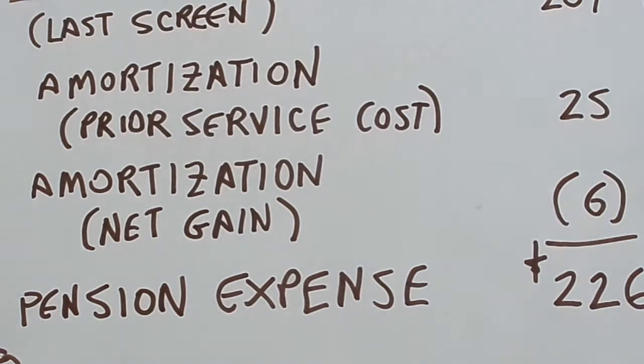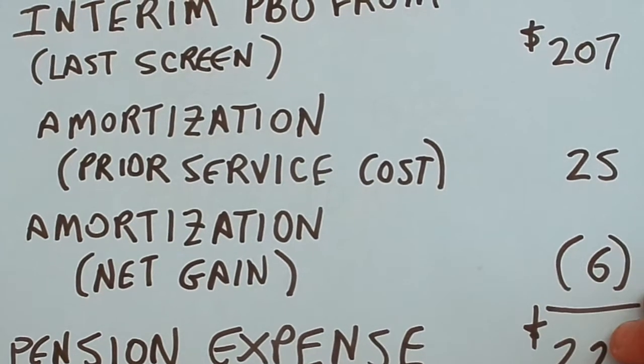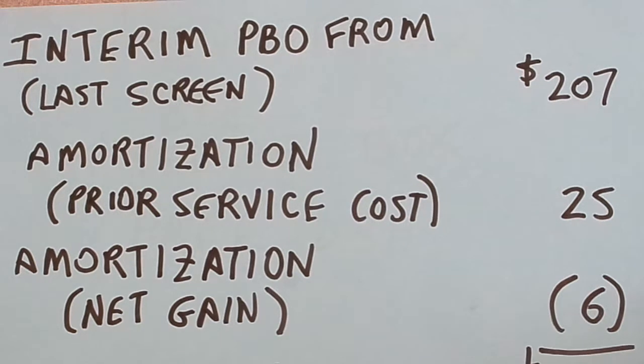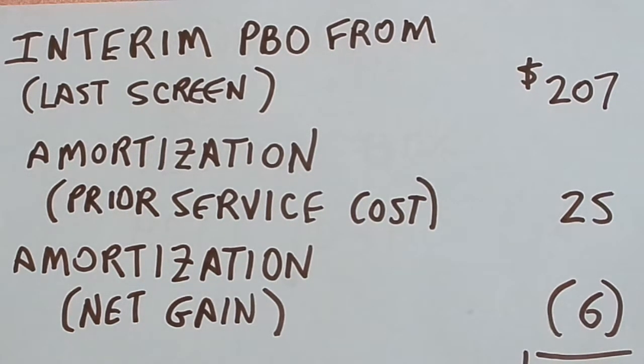Just as before, I'm starting with the number from the last screen, which was 207,000. Now, I'm going to add in the amortization of prior service cost, which is 25,000, and I'm going to subtract the amortization from the net gain.